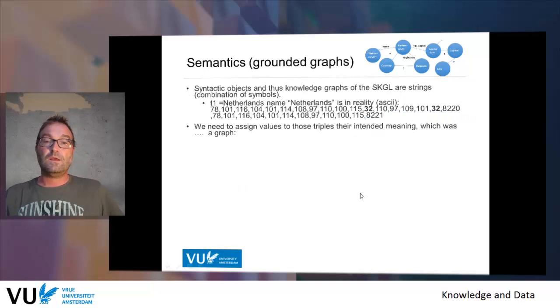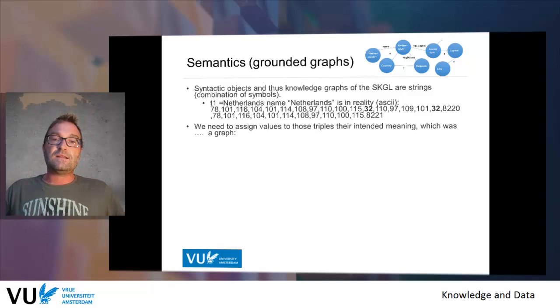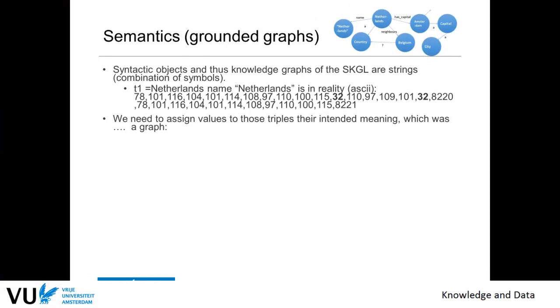So it's very important to see that these syntactic objects that we've been talking about, they're nothing else than strings. I've mentioned that before. Basically this means that if I have a term like name Netherlands, in reality, if you look at it from a computer perspective in ASCII code, for example, then this means Netherlands, then you have the free space, you have a name, you have the free space again, and then you have the quote, and you have Netherlands again, and you have another quote. But the computer doesn't understand anything of what this is supposed to mean.